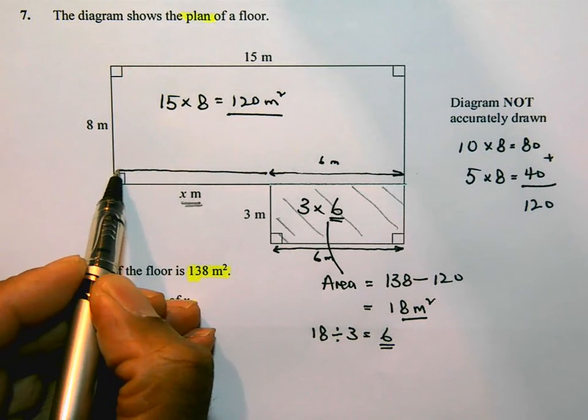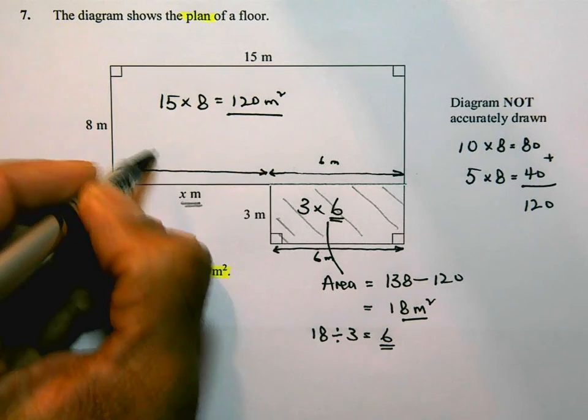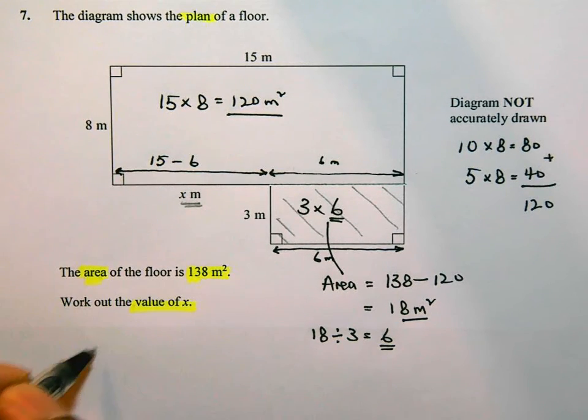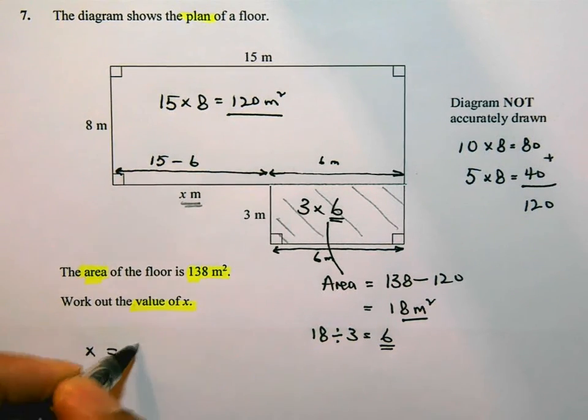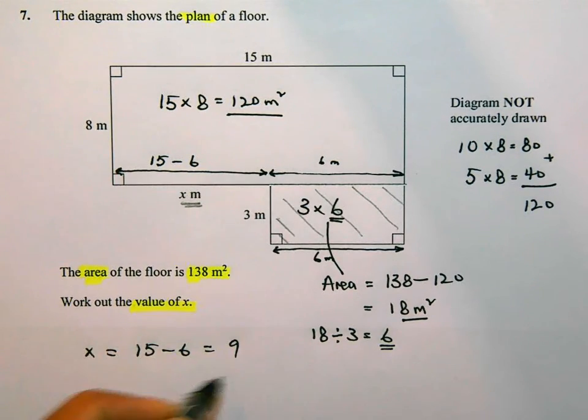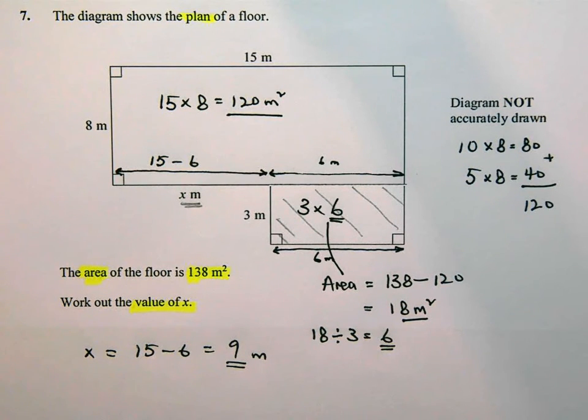The distance all the way across, remember, is 15. So this distance, x, is going to be 15 take away 6. 15 take away 6 is going to give me x, and that's 9 meters. So I've worked out that x is 9 meters.